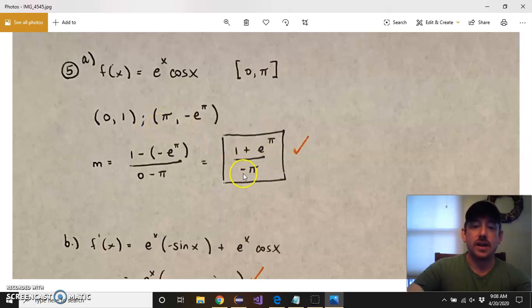Any version of this is fine. If you use the negative up here and distribute it through, any equivalent answer is perfectly acceptable. So out of 9 points for this whole question, part A was worth 1. 1 point if you have any version of this correct answer, okay?